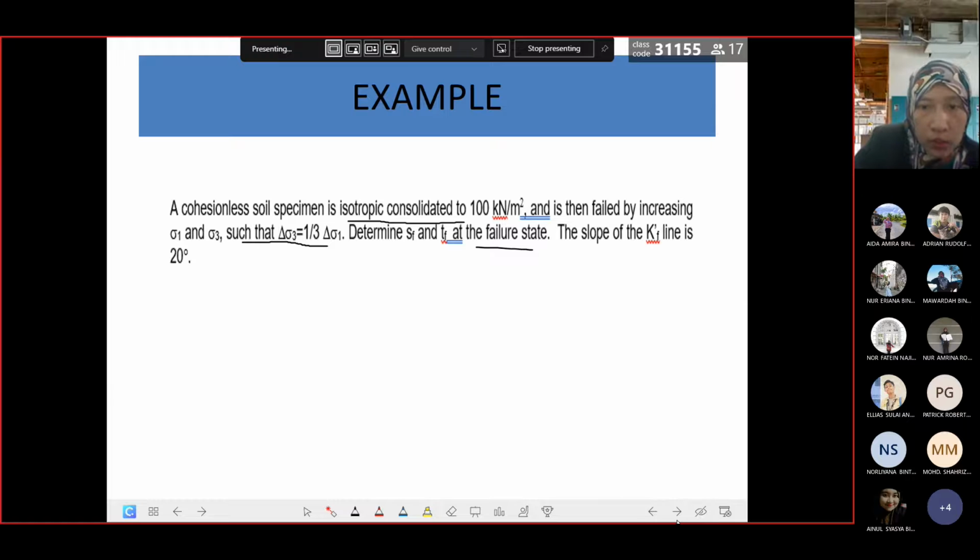This is one example how we can relate the stress changes from triaxial test untuk form to the stress path. So the information given here, the isotropic consolidated to 100 kPa, they fail by increasing sigma 1 and sigma 3 such that delta sigma 3 is 1/3 delta sigma 1. What is the final S_f and T_f at the failure state? The slope of the K_f line is 20 degree.